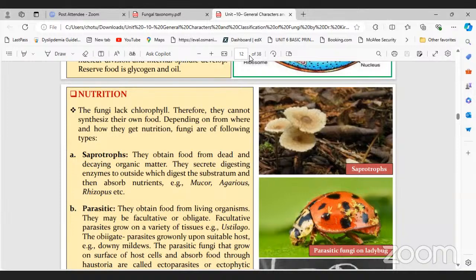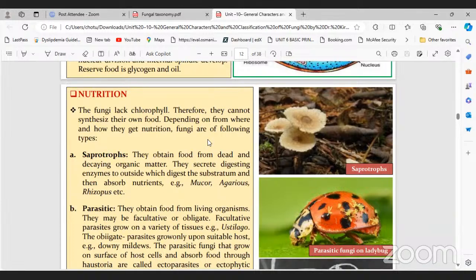They do not prepare their own food material, so they get nutrition in different ways. There are two types: saprophytic and parasitic. Saprophytic means obtaining food from dead bodies or decaying organic matter. They secrete digestive enzymes outside, which digest the substratum, and then absorb it. Yesterday I explained hyphae and substratum. The best examples of saprophytes are Mucor, Agaricus, and Rhizopus.